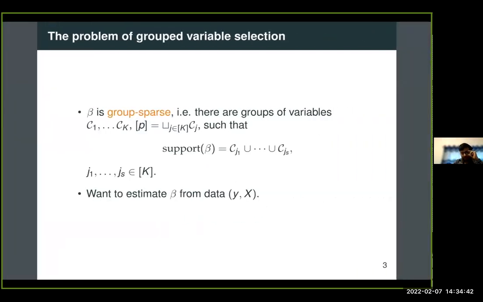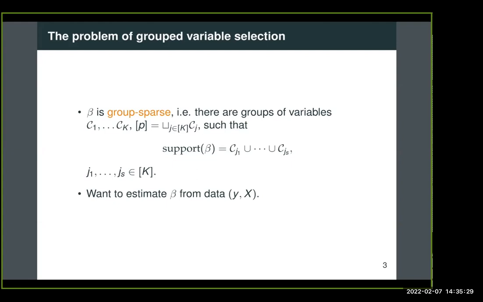I'll be focusing on a certain type of regression problem where the parameter vector beta is group sparse. What do I mean by that? I mean that there are certain groups of variables, which I denote by script C1 to script Ck, such that the support of beta is basically the union of these sets C1 to Ck. So beta is supported on some of these groups of variables, and we want to estimate beta from the data y comma X.